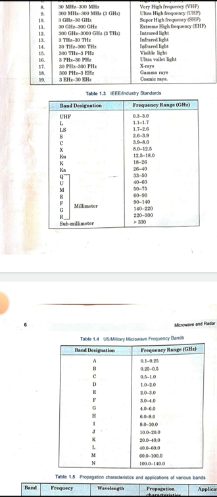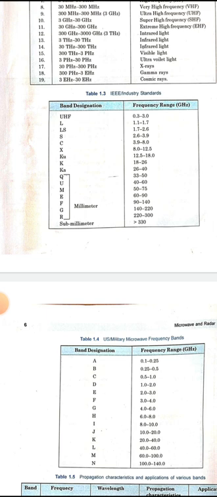Then L band is 1.1 to 1.7 gigahertz. LS band is 1.7 to 2.6 gigahertz. S band, 2.6 to 3.9 gigahertz. Then C band, 3.9 to 8 gigahertz. X band, 8 gigahertz to 12.5 gigahertz. KU band, 12.5 to 18 gigahertz. K band, 18 to 26 gigahertz. KA band, 26 to 40 gigahertz. Now these are nothing but microwave bands.